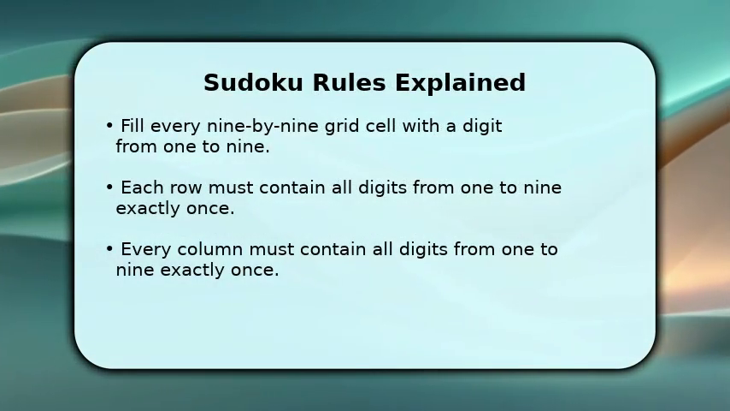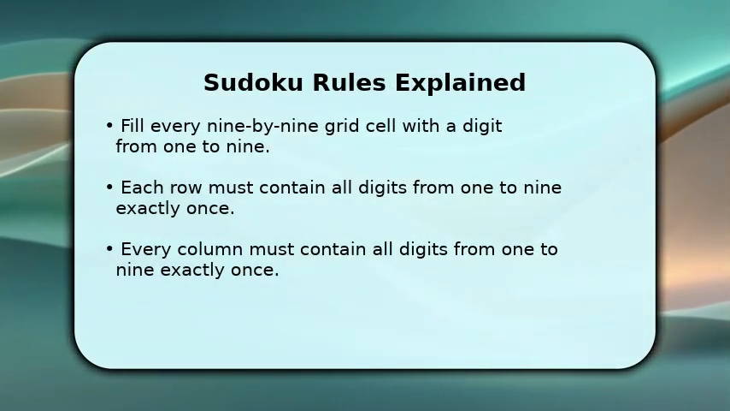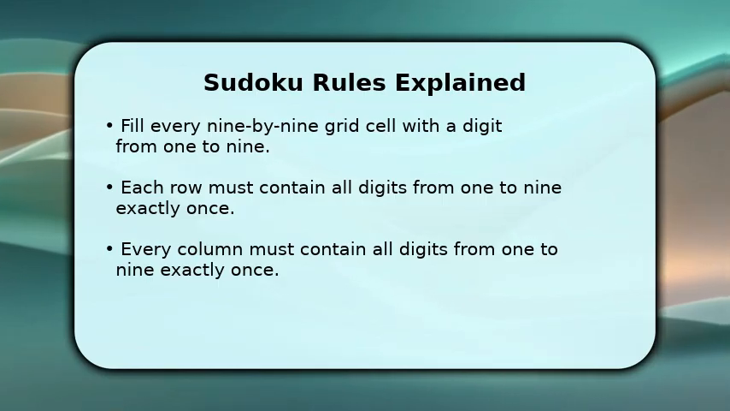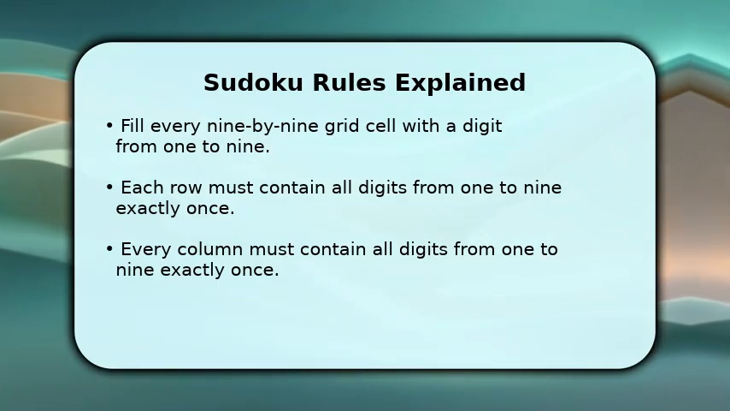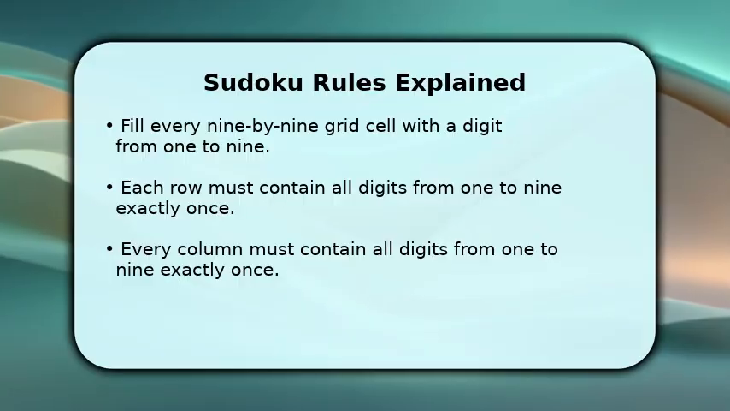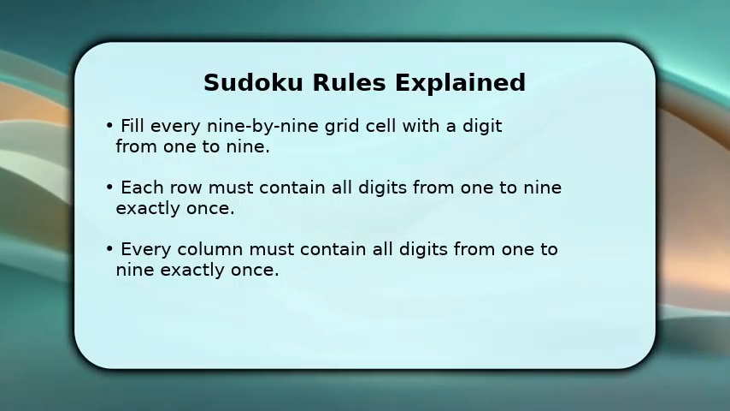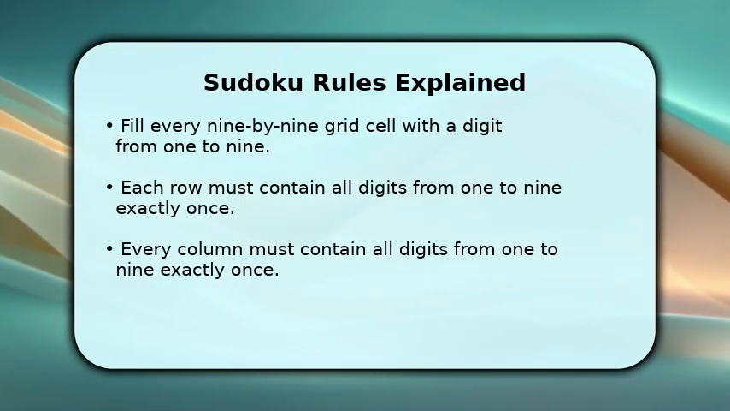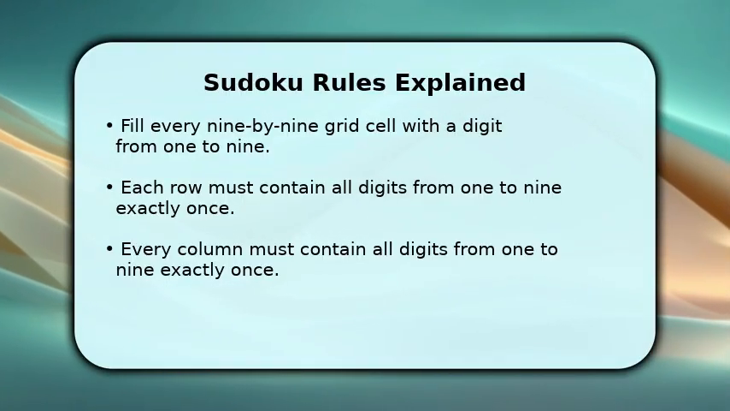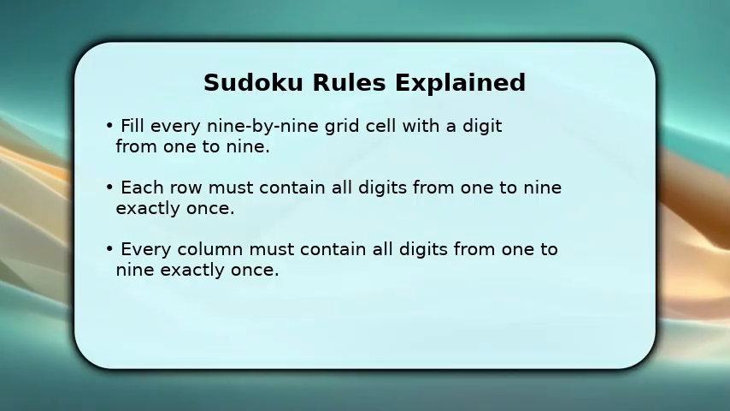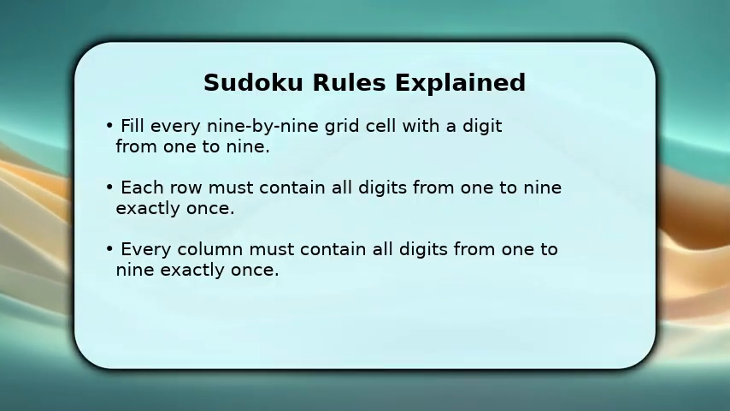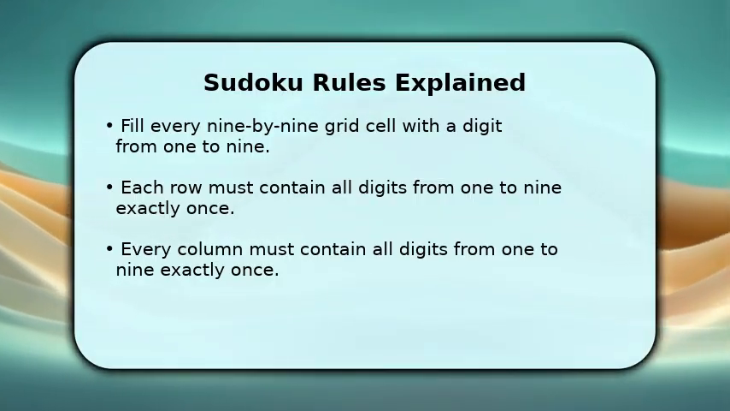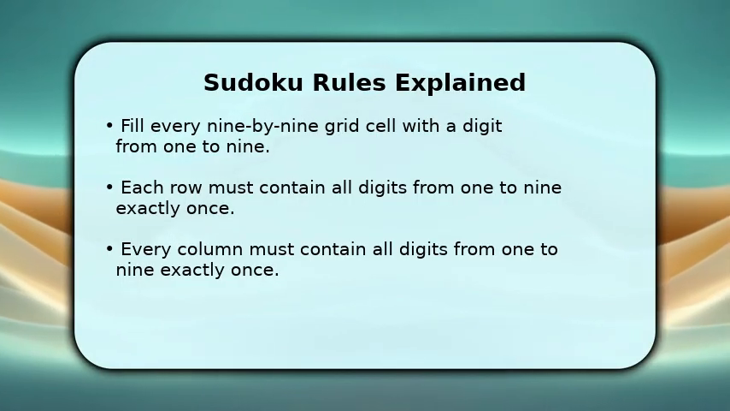Understanding the basic rules is key to mastering Sudoku. Your goal is to fill a 9x9 grid with digits from 1 to 9. The crucial part is that each digit must appear exactly once in every row, every column, and every 3x3 subgrid within the larger grid. This means no repeating numbers in any of these designated areas. It's a logic puzzle that requires careful thought and deduction to place each number correctly.